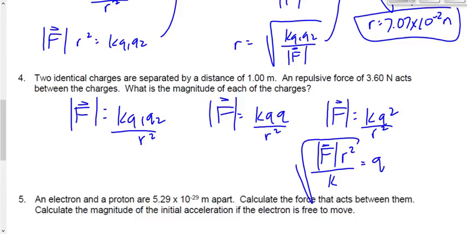Same deal here, right? You're dividing by 8.99 times 10 to the 9. Don't say 8.99 times 10 to the hat 9. Say 8.99 second function EE 9, and it'll work out for you. Okay, Q works out to be 2.00 times 10 to the negative 5. And it's going to be the same for both charges here because they're identical charges.